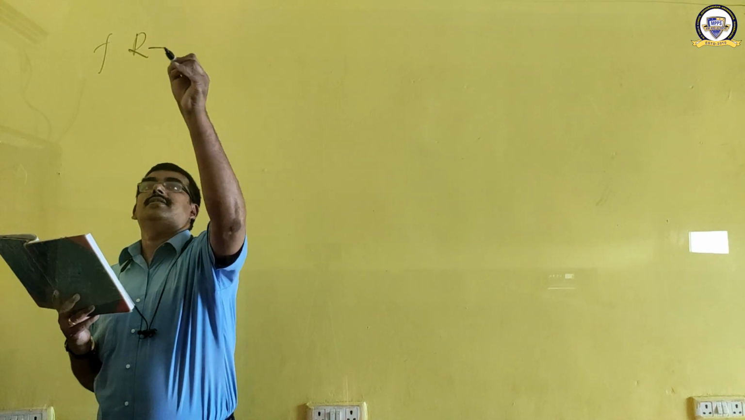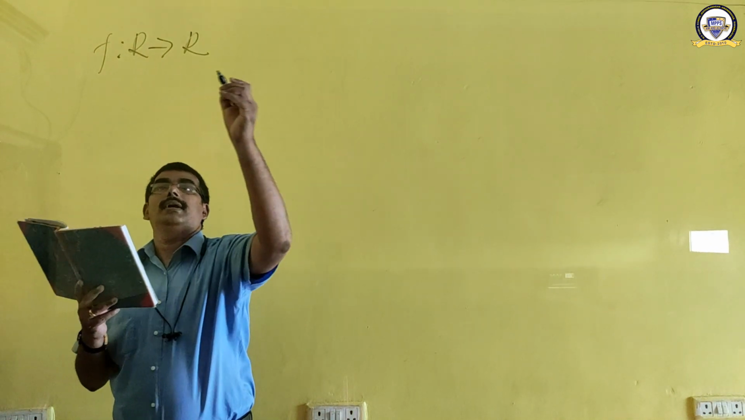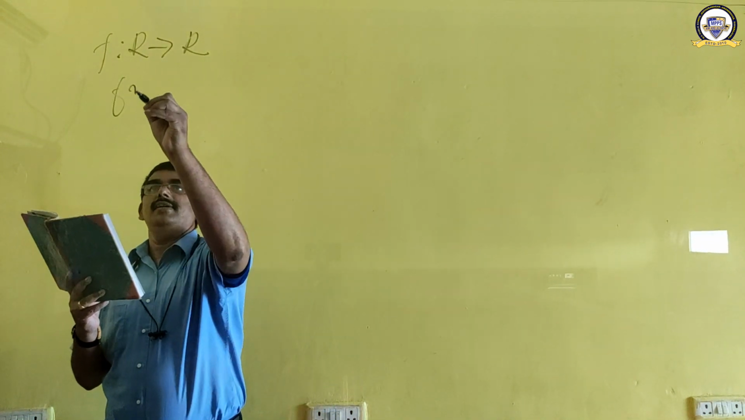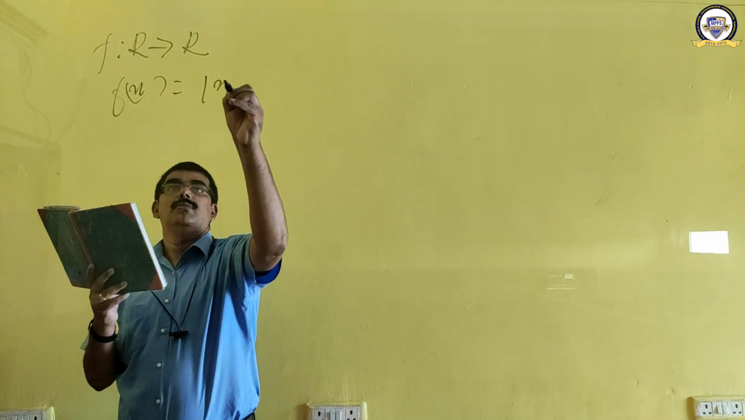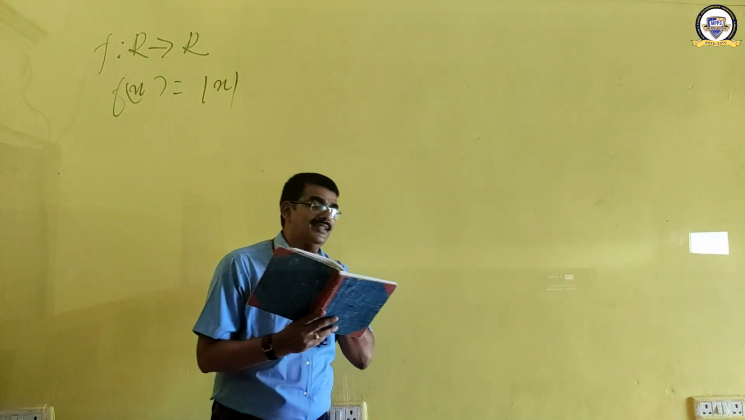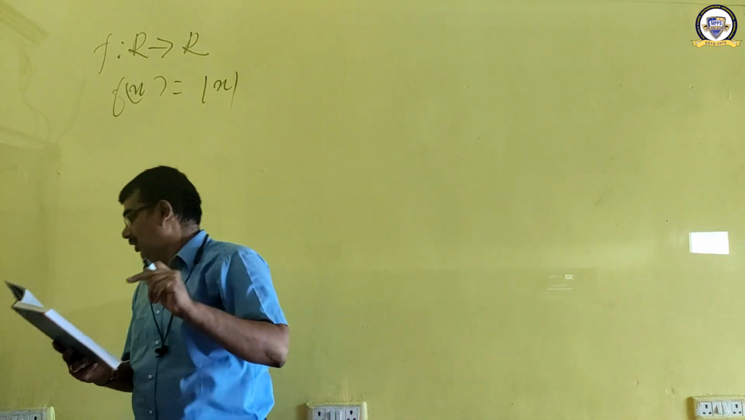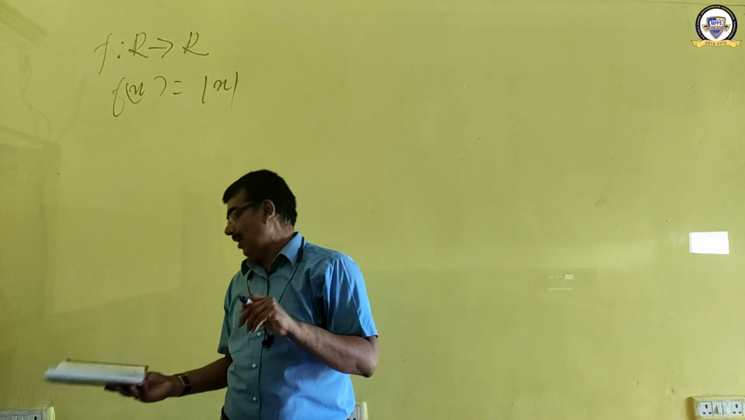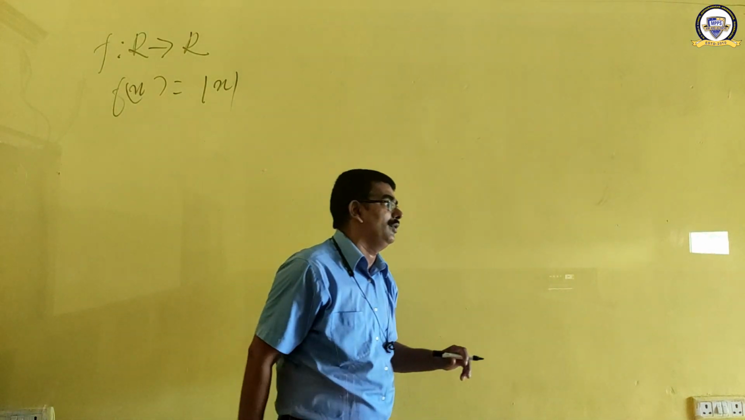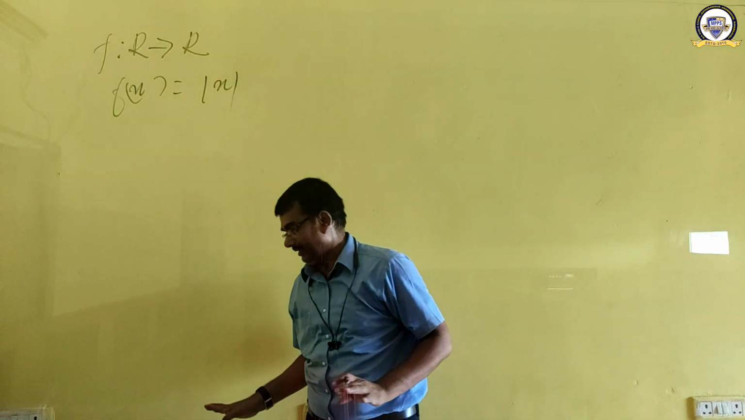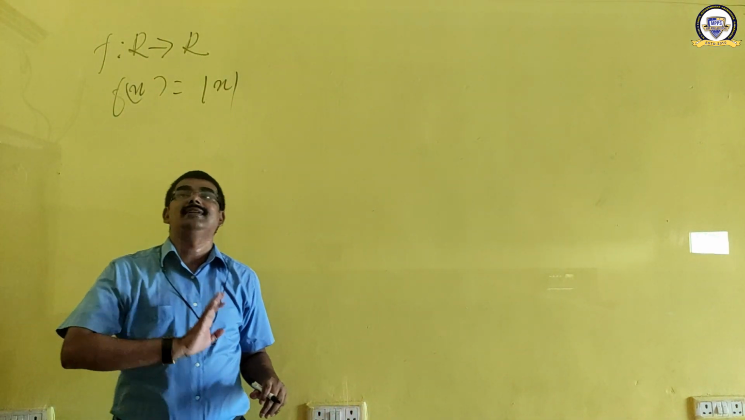So we will go ahead with another question. A function from real numbers to real numbers is defined by f of x is equal to modulus x. You have to prove that it is neither 1, 1 nor onto. Again, we have to prove that it is neither 1, 1 nor onto, so it is not bijective. Then how will you prove that?